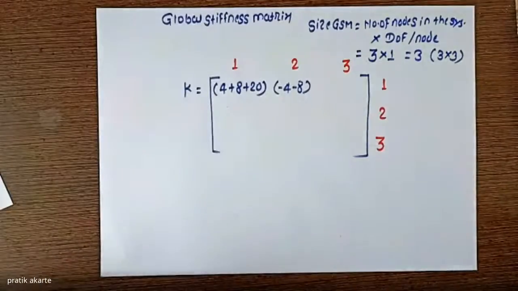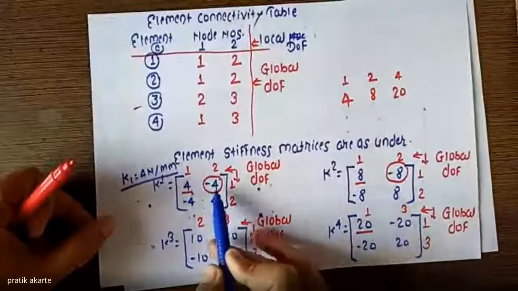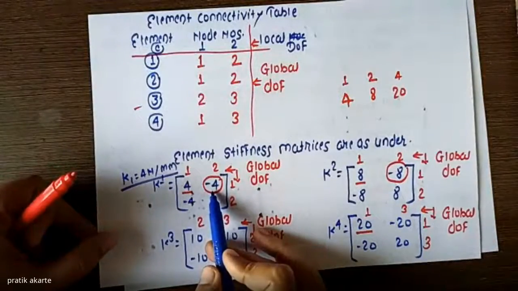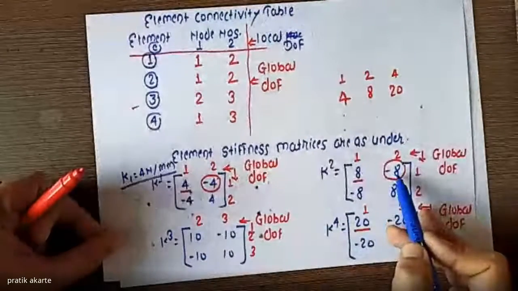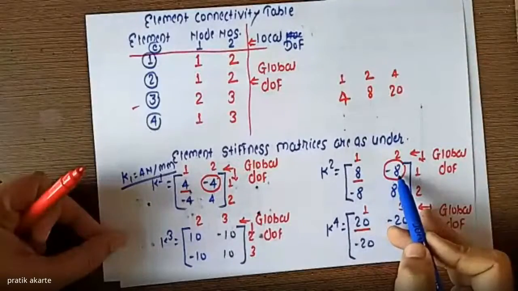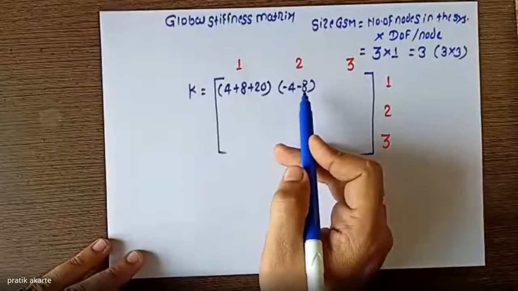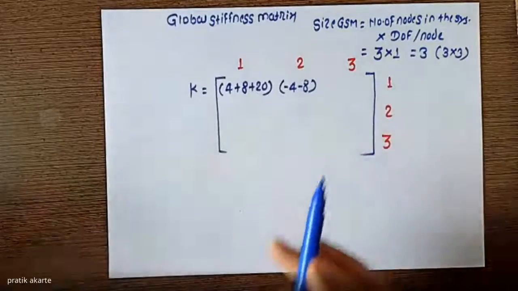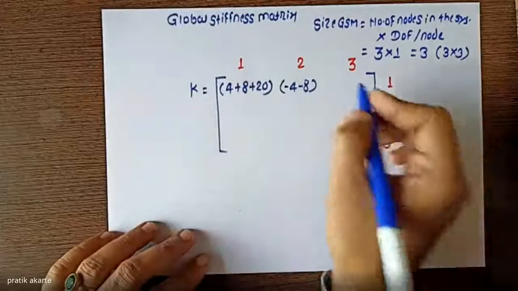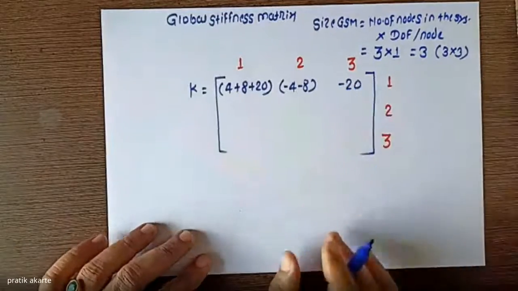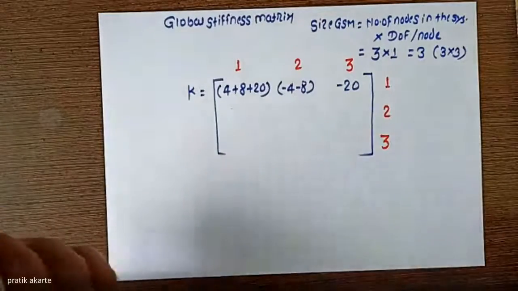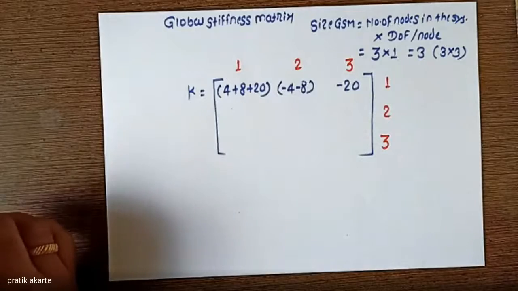Remember, you have to consider these elements along with their signs. So here it is minus 4, so you have to consider minus 4 only. And here in the second matrix it is minus 8, that's why you have to consider minus 8 only. So you have to consider the elements along with their signs. Next, 3, 1, we are having only one element, minus 20. Now let's go for 1, 2.